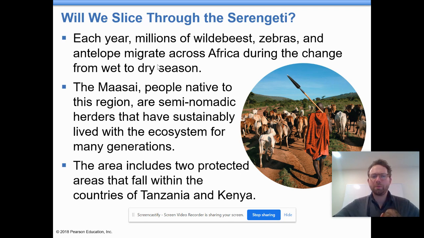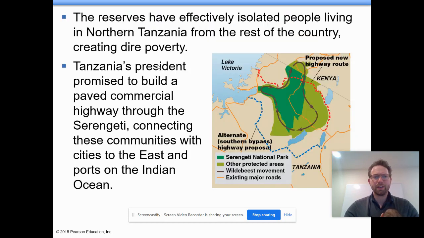The Maasai were the people that were partially nomadic, and they were herding animals along the way. And this migration of the wildebeest, zebras, and antelope were helping that population of people for many generations. And the area spans two different countries, Tanzania and Kenya. Well, for a long time, the reserves were isolating people from living in that Serengeti.